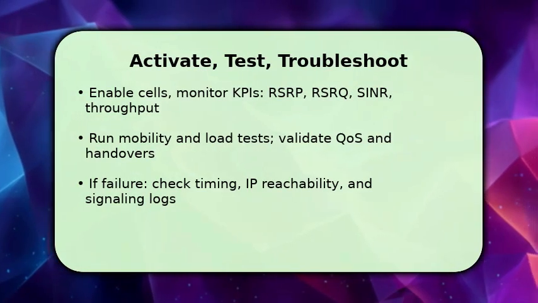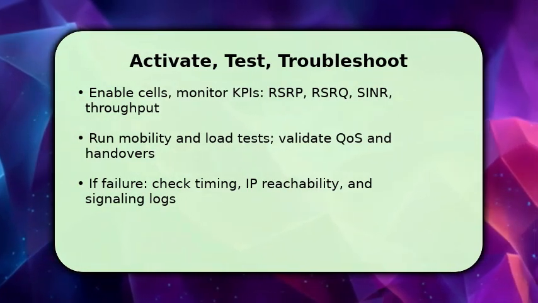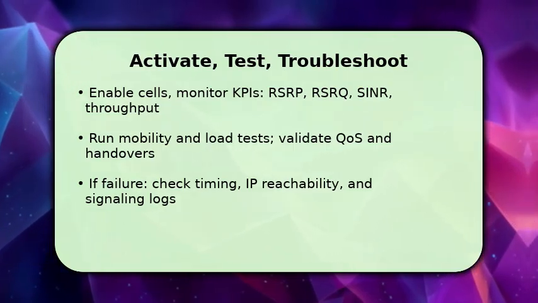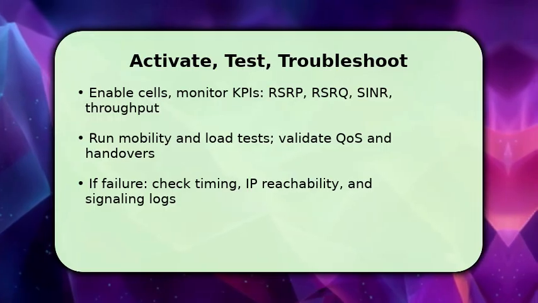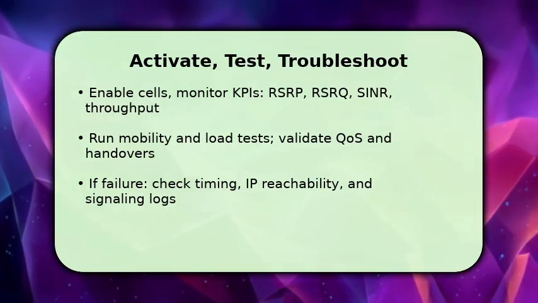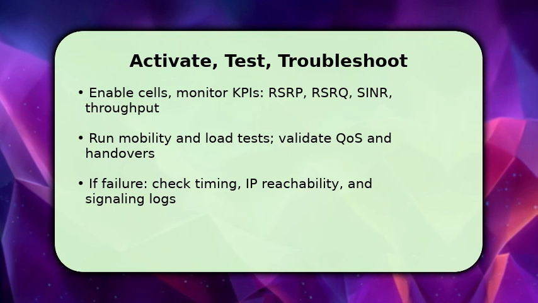Enable full transmit power, then monitor KPIs like RSRP, RSRQ, SINR, and throughput, while exercising mobility and load to validate CoMP, scheduling, and handovers. Make sure UEs can attach and establish PDU sessions across slices if used.